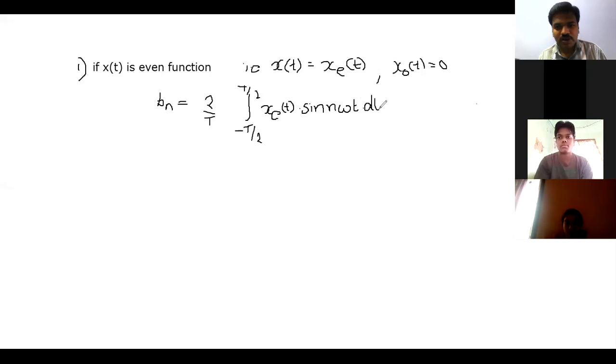Now please do remember the Fourier coefficient we have already determined. This is the expression we derived in the trigonometric Fourier series: bn is equal to 2 by T into integral from minus T by 2 to plus T by 2 of x e of t into sine n omega t into dt. Now see here, this is in this particular interval.